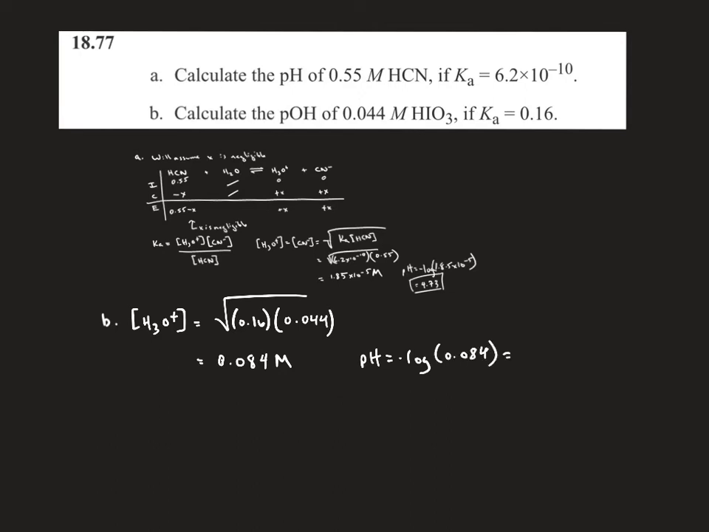And that's going to give us something close to 1.08 for pH. But it wants an answer of what's the pOH. pOH is 14 minus pH, so 14 minus 1.08 should be 12.92. That should be the pOH there. So those are your two answers there for the first one.